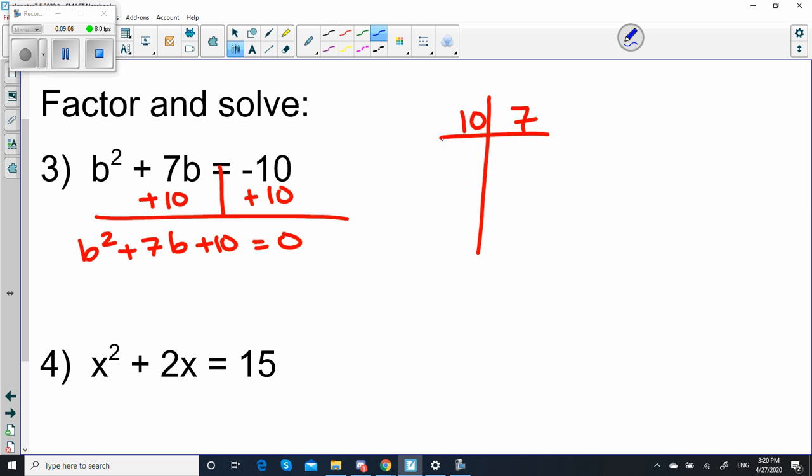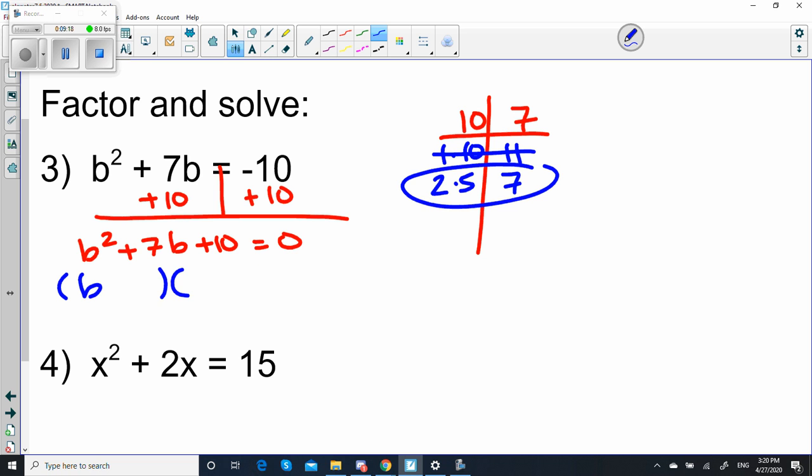So it's definitely not 1 times 10 because when I add those, I get 11. That's not it. Let's try 2. 2 times 5 equals 10, and when I add those, I get 7. That means it's it. So we'll put our b and our b, and we know it's plus plus because there's two pluses here. I also know because I already figured it out over here, these are both positive. And then 2 and 5 are going to go in the parentheses in the second position for both.